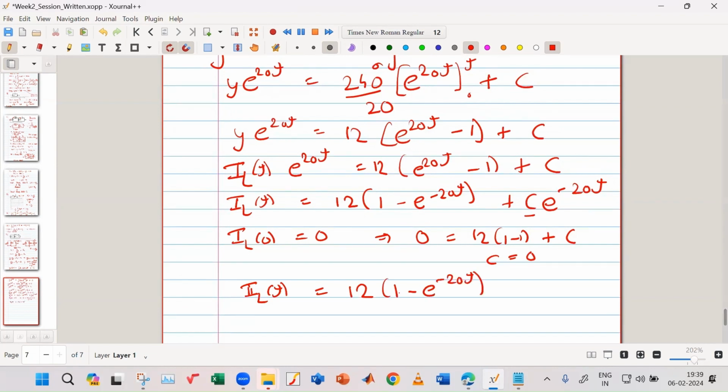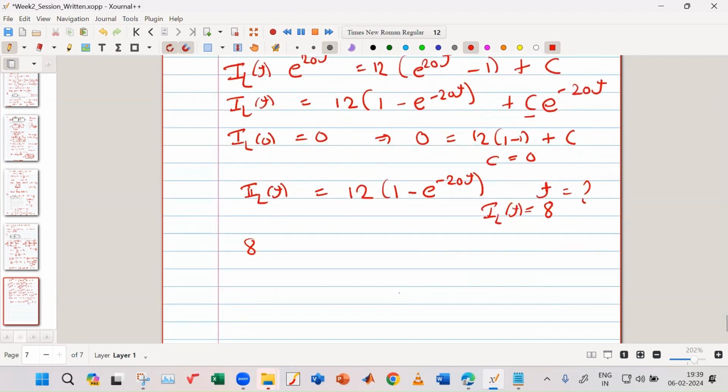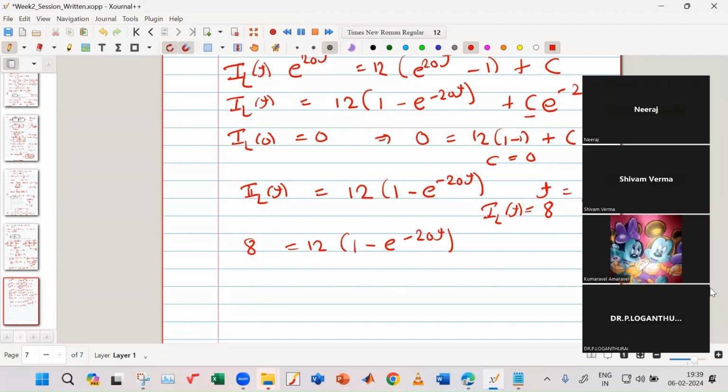This is my equation. Now, they told me I need to find the time at which my current is 8 ampere. So what I will do, I will put 8 is equal to 12 into 1 minus e raised to minus 20t, and I have to solve this. Okay? Any doubts in this? Let me know.